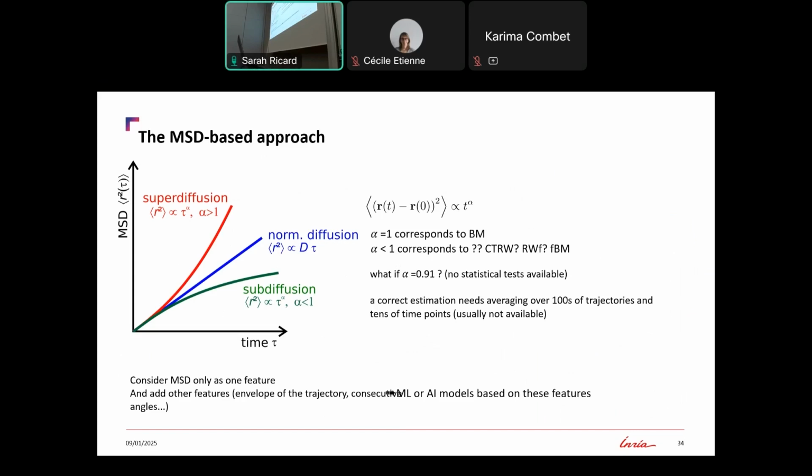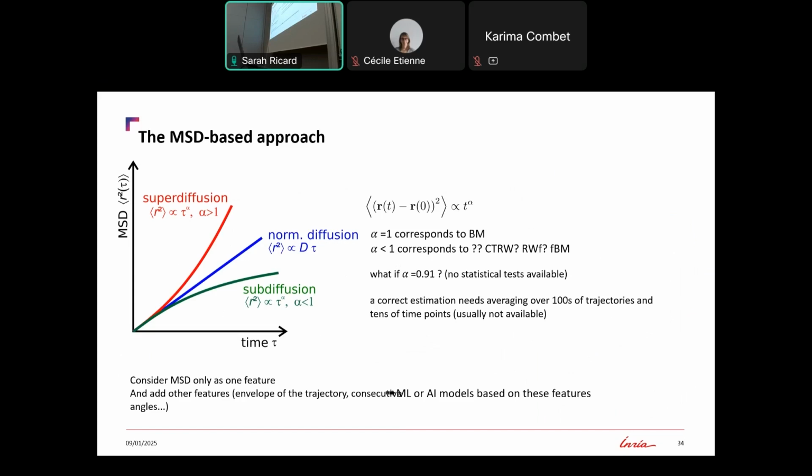And then it turned out that to have a correct estimation of this curve, you have to average over a huge number of trajectories, like hundreds of trajectories. And these trajectories have to have at least several tens of time points, 30, 40, 50 time points. That's the only condition where you can have a nice average and decide whether it's linear or not linear. And usually, experimentally, you don't have that. So that's not enough. My point is that it's not enough to distinguish between Brownian and the other models.